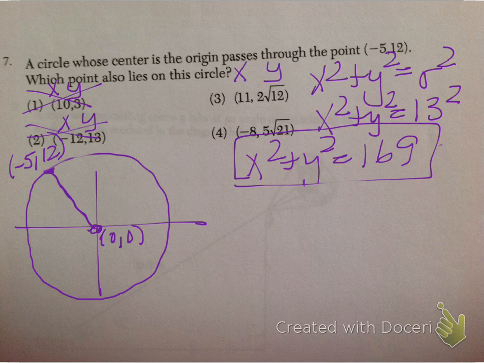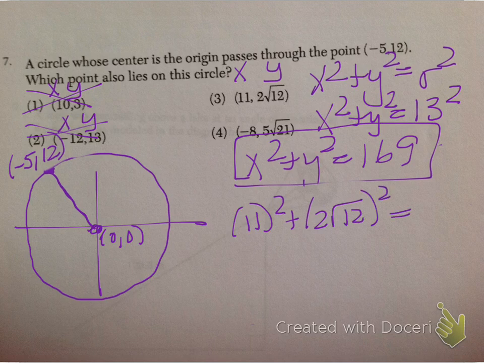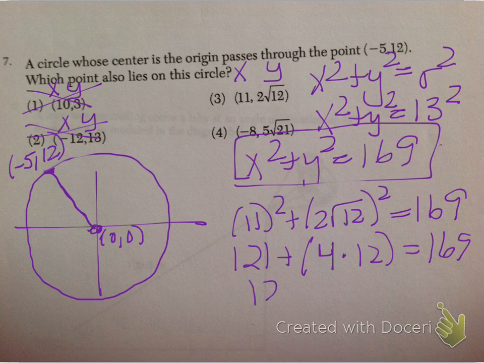Here's the x, here's the y. So we have 11 squared plus 2 radical 12 squared. Does that equal 169? So this is 121. Okay, so we have to square both things. 2 squared is 4, and then radical 12 squared is just 12. So we get 121 plus 48, and what do you know? That does equal 169. So 3 is the answer.